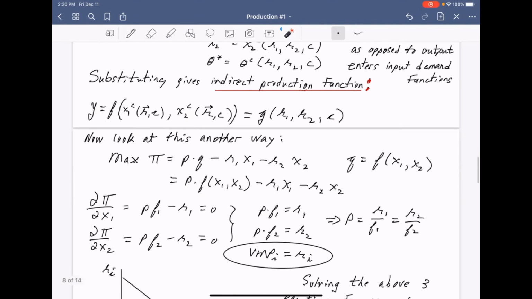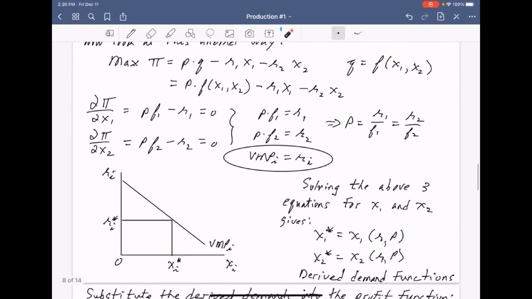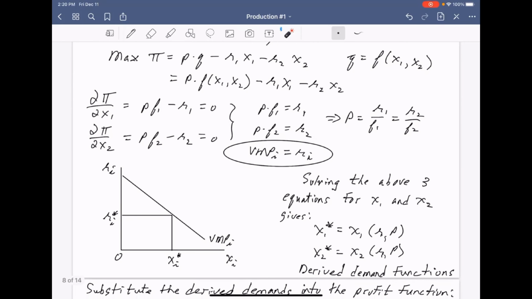Now we can look at this in yet another way, and that is by maximizing profit. In that case, we get price times quantity minus R1x1 minus R2x2, where quantity, I'm using a Q now instead of a Y, is a function of x1 and x2. We plug in f of x1, x2 instead of the Q. We get this expression, taking first derivatives with respect to x1 and x2. Remember, there's no Lagrangian here.